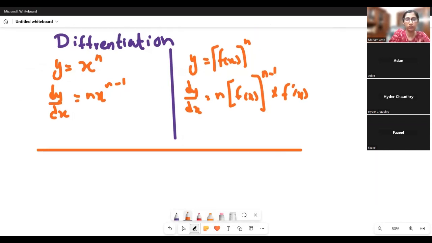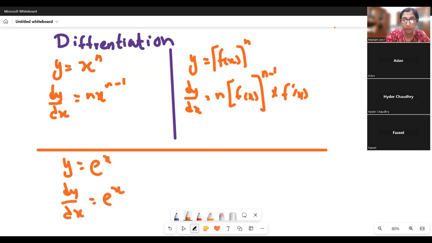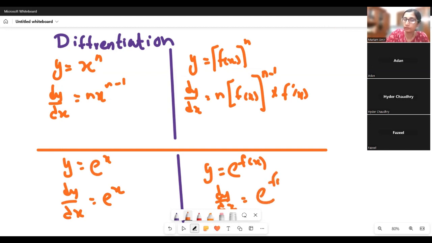Another one we did, which we called case 1, was y equals e^x, and the derivative of this was still e^x. However, if instead of just x, the power was a function of x, then the derivative would be e power f(x) stays the same, but times the derivative of f(x).